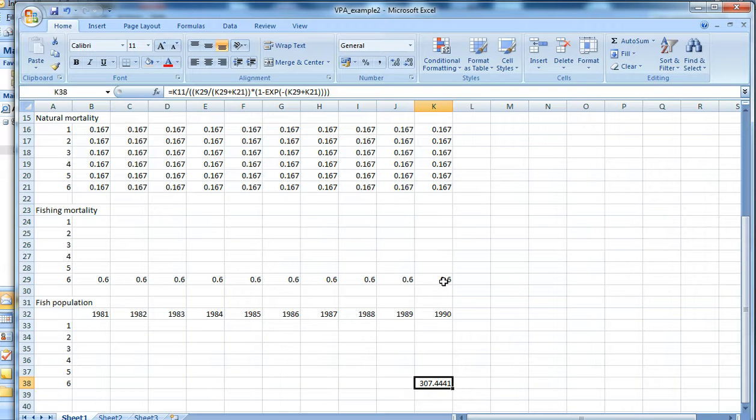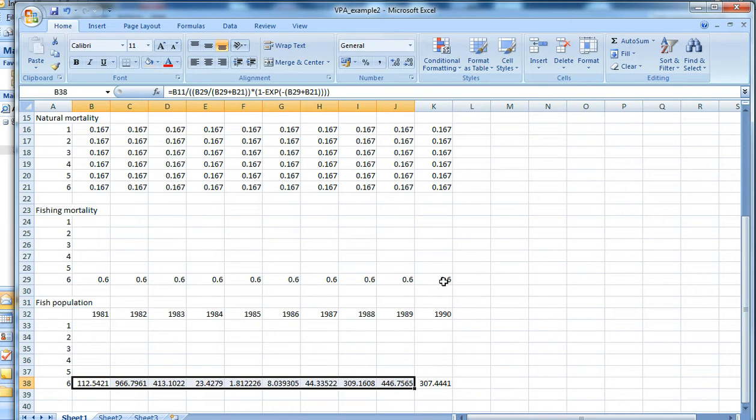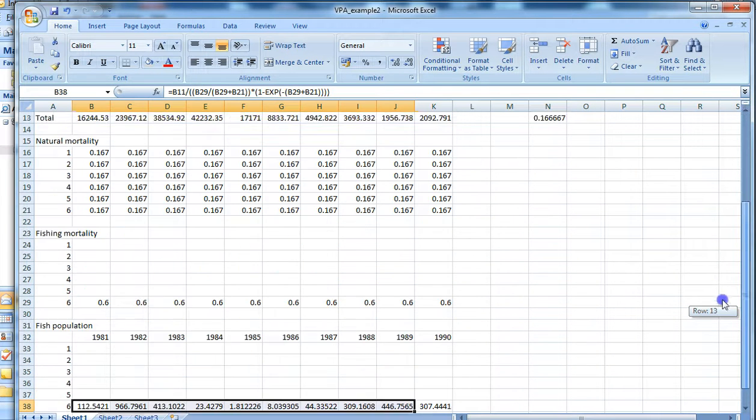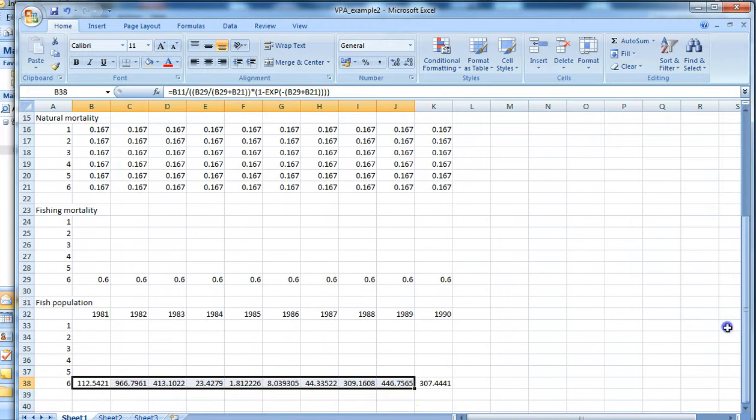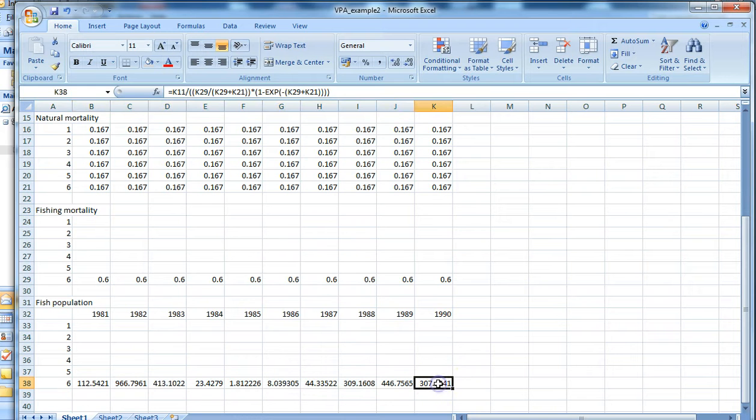So now I've done that for 1 year. I can do that for all of them now. I can say that's there, and there you go. So that bit's done really. Now what I have to work out is the number of fish that there were aged 6 in 1990. That must have come from a population of fish that were aged 5 in 1989.